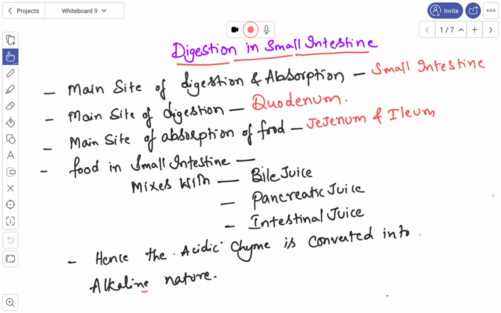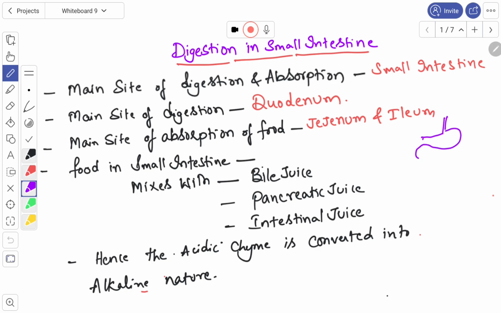Already we have completed the digestion in the buccal cavity and digestion in the stomach. Today we are going to start the digestion in the small intestine. You all know that the small intestine begins with the duodenum, jejunum and ileum. From the stomach, this is the duodenum. This is the small intestine.